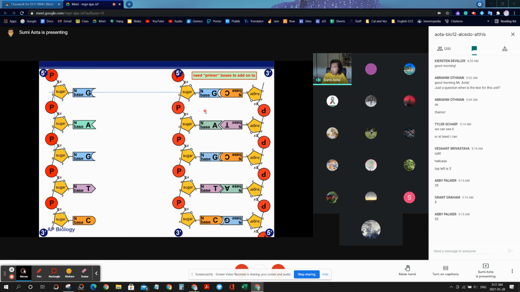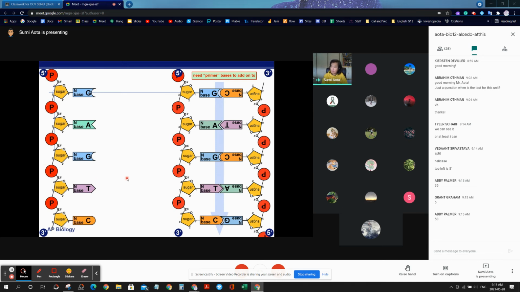Okay. So this side is pretty straightforward. You're going to have continuous growth downwards. Because we're going from the 5 end of the new strand to the 3 end of the new strand. Okay. But what about the other side?